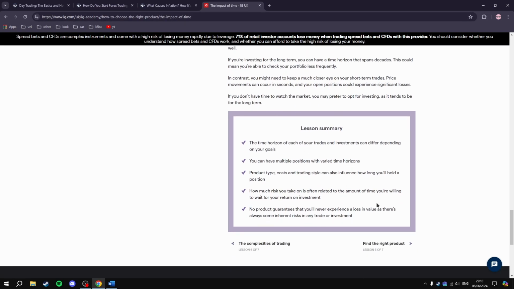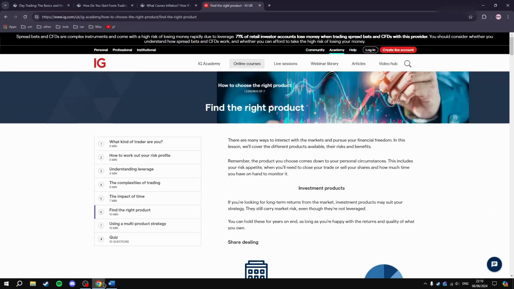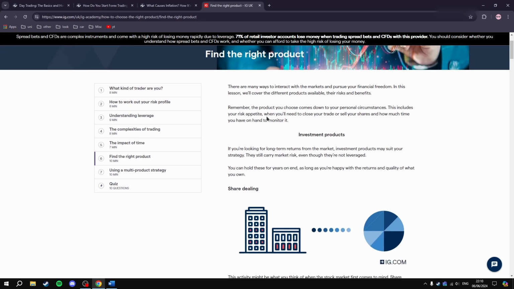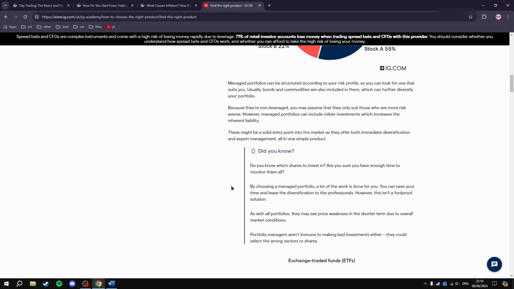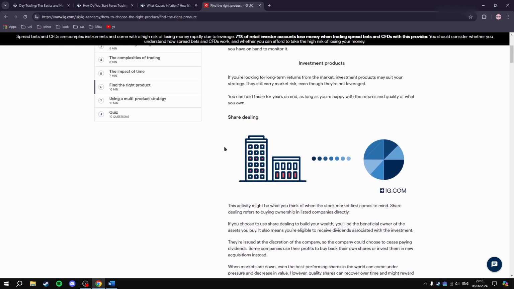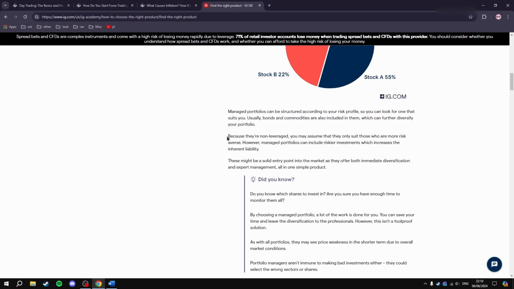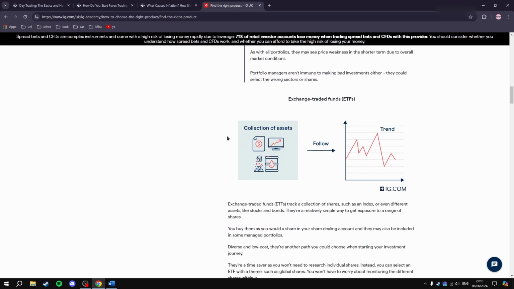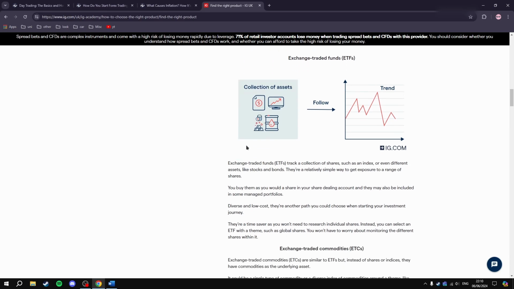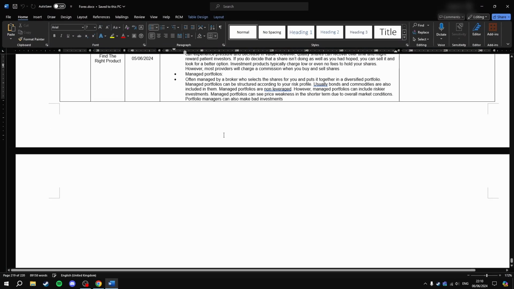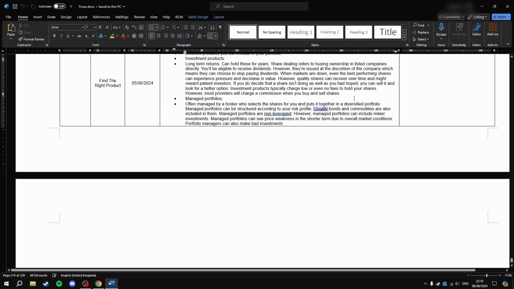Right, and then we went through a lesson summary. We also went through finding the right products, but we stopped at the exchange traded funds. So we went through the investment products and the managed portfolios. So now on to exchange traded funds. So let's carry on from where we left off last lesson. I don't know if that makes any sense, but yeah.